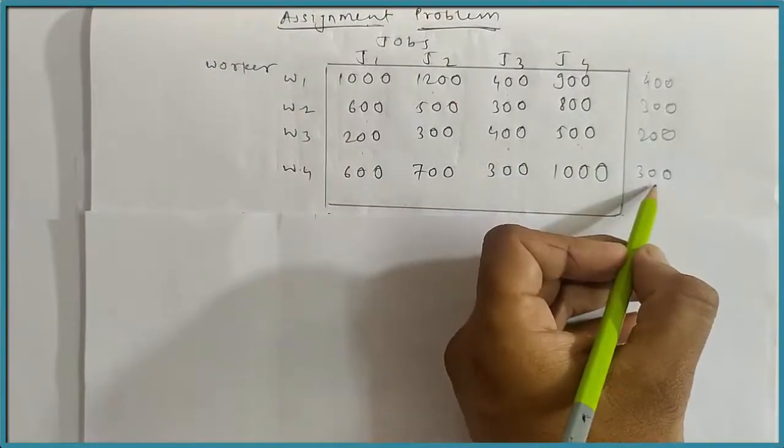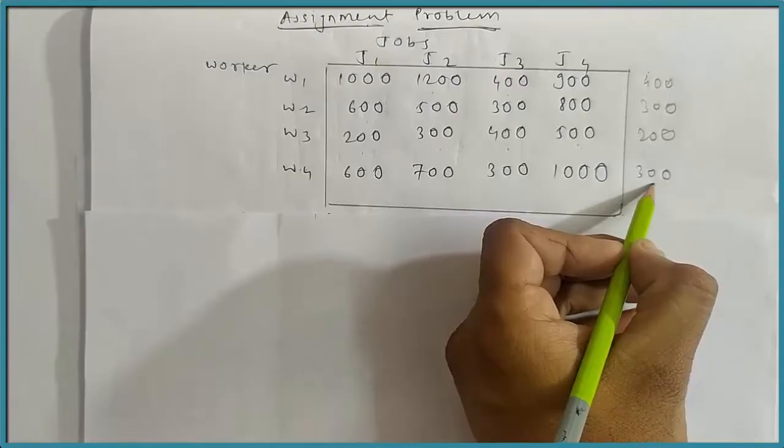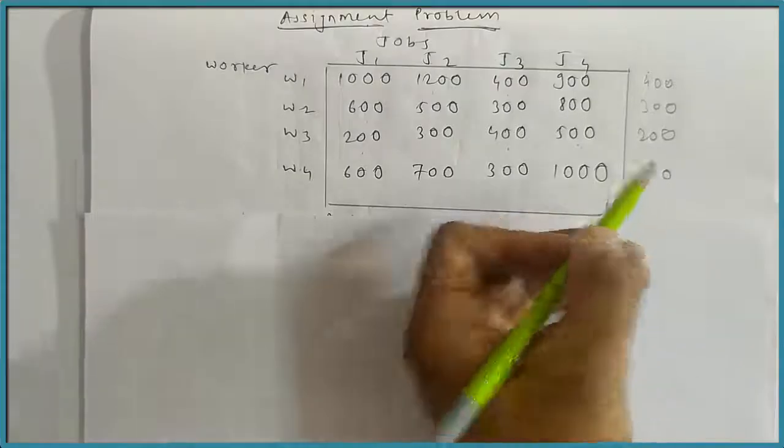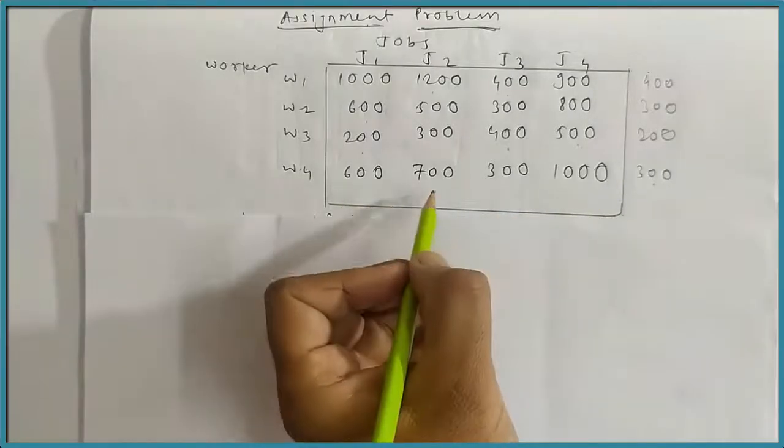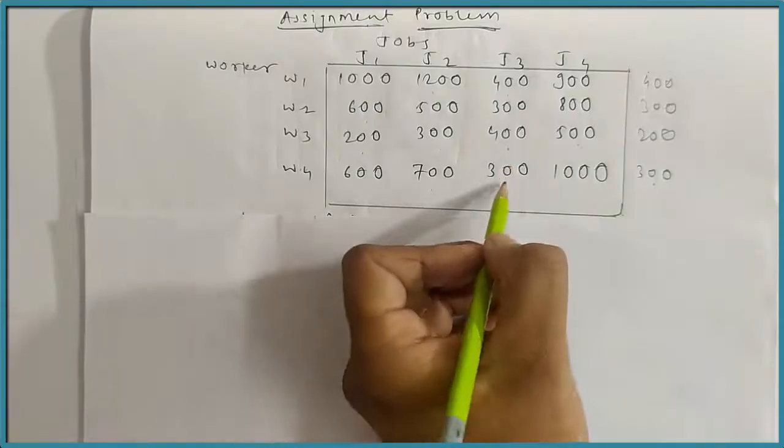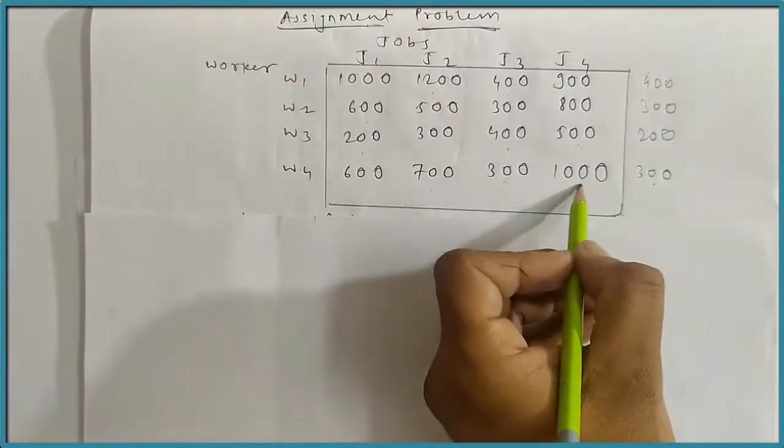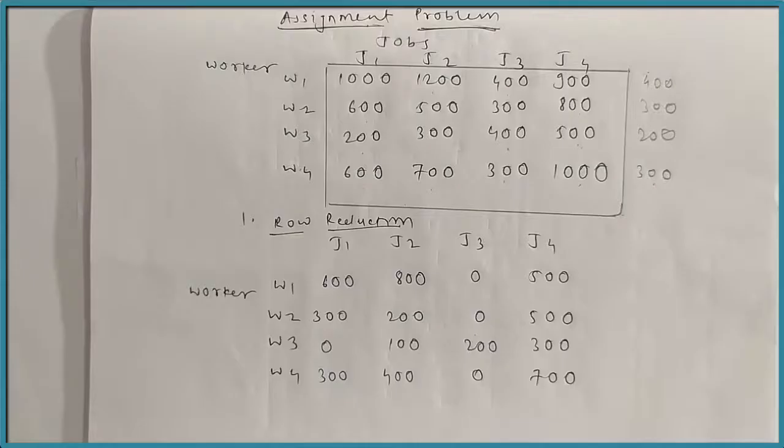Similarly, in the last row, the smallest element is 300. Subtract this 300 from each element of the row: 600 minus 300, 700 minus 300, 300 minus 300 and 1000 minus 300. After this calculation, our matrix will be like this.